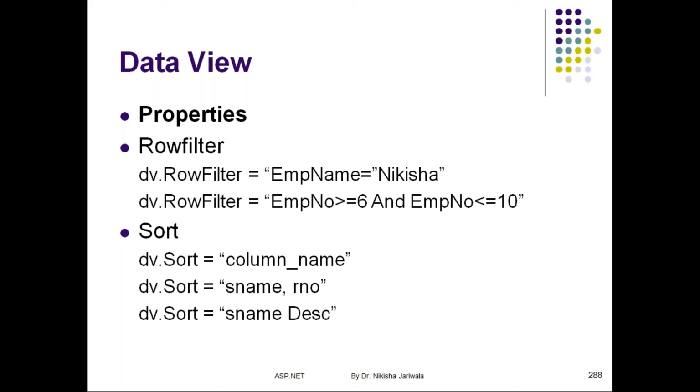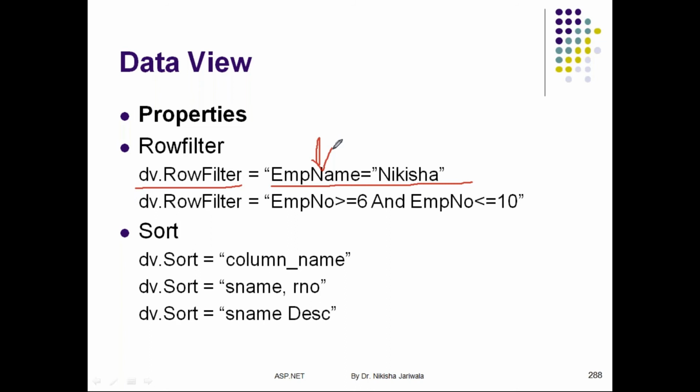It means if I want to create a data view for a particular employee, then I can specify dv.RowFilter, right? That is, dv is the object of DataView, RowFilter is the property, is equal to, and I need to specify the criteria. Over here we can specify the employee name. This employee name is the name of the column, and we need to specify the value on which we want to perform filtering, right?